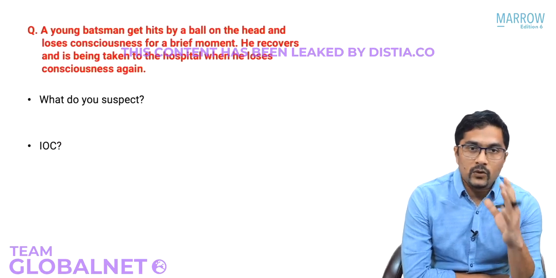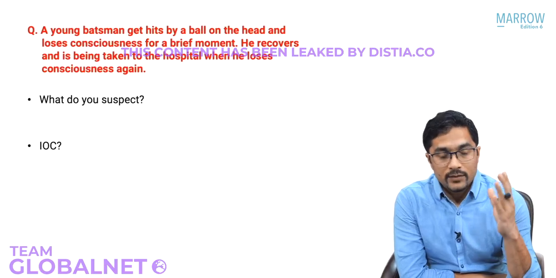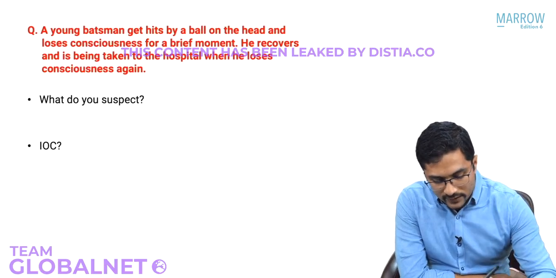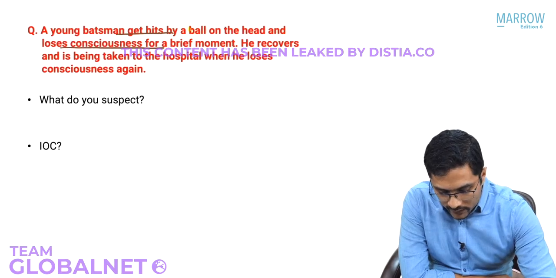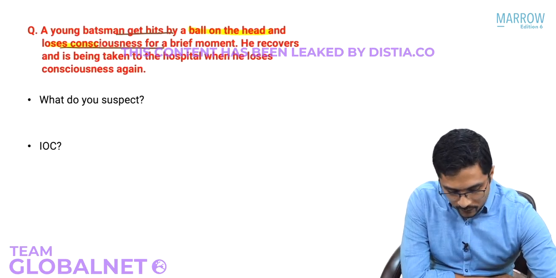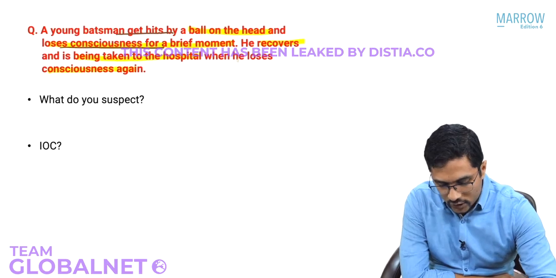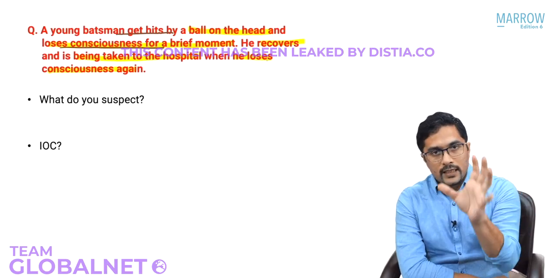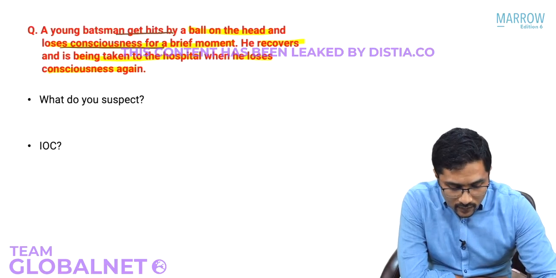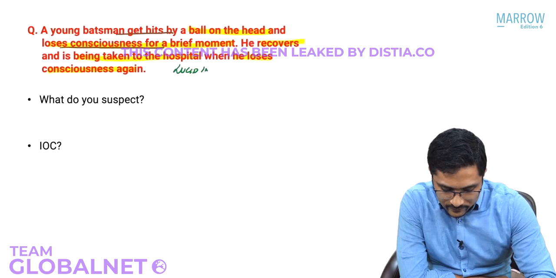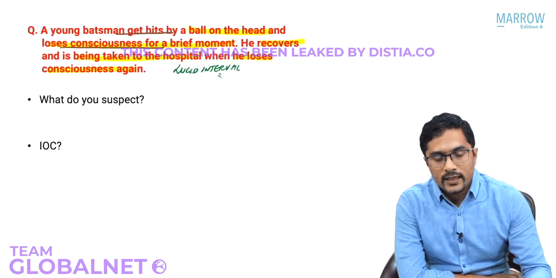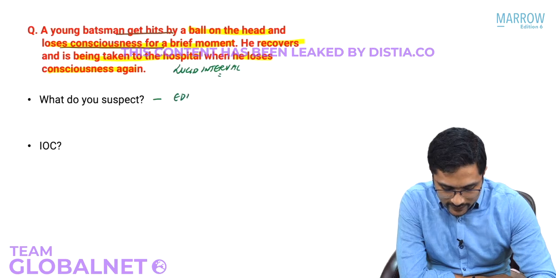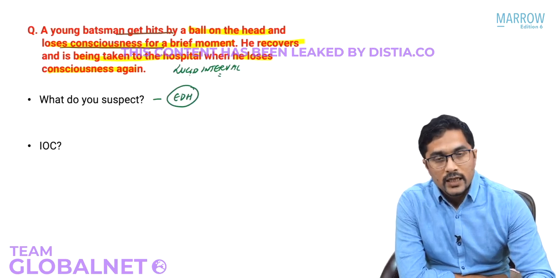Again, one scenario pertaining to head injury is also asked in the Central Institute exams. It was there in the INI CET exam as well. So you have a young batsman who gets hit by the ball on the head and he loses consciousness for a brief moment. He recovers and is being taken to the hospital when he loses consciousness again. So initial loss of consciousness, then normal, then again loss of consciousness. You know, this is lucid interval. And young patient, high velocity trauma, lucid interval, what do you suspect? You will suspect an extradural hemorrhage. EDH is what we suspect.